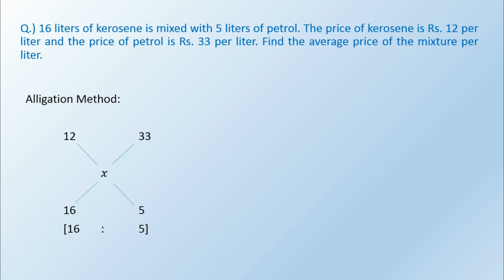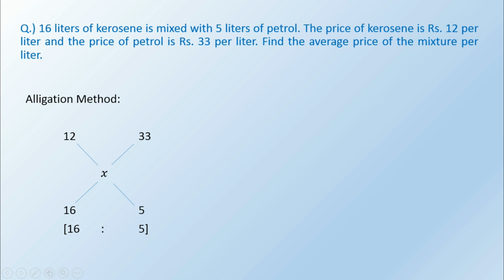So in this question, the price of kerosene is rupees 12. We mentioned 12 per liter. So 12 per liter is mentioned here. 33 per liter for petrol is mentioned here. And 16 liters of kerosene here. 5 liters of petrol here. Now we need to find AW or the weighted average.